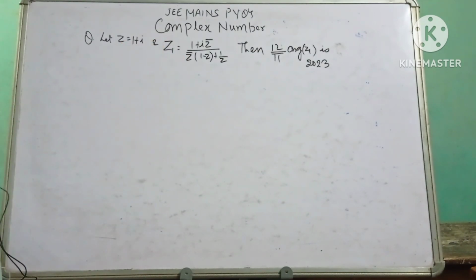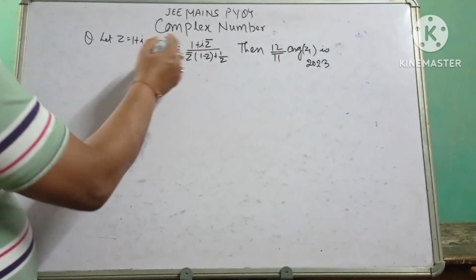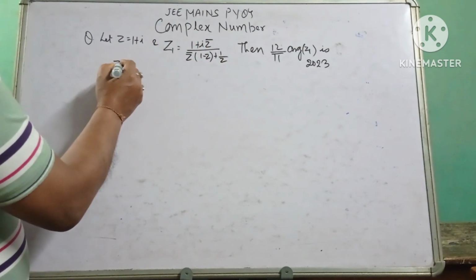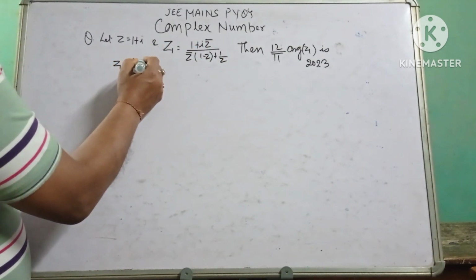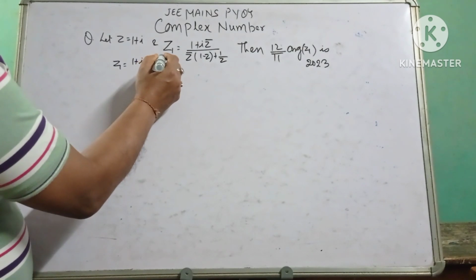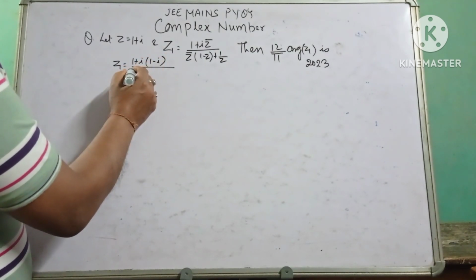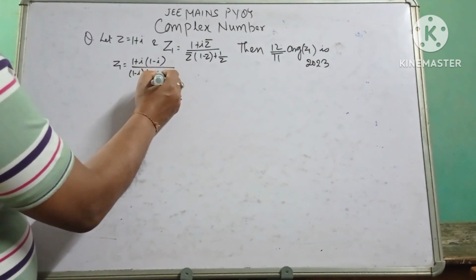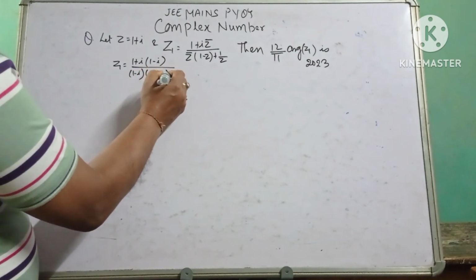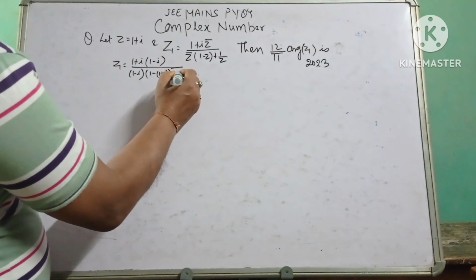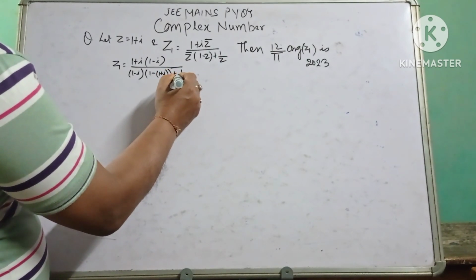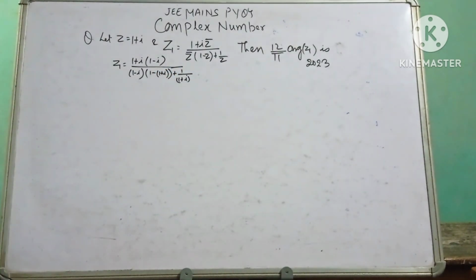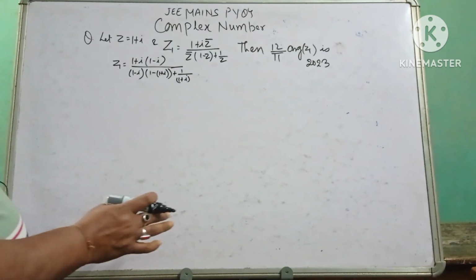It's a simple question. So I am going to put the value of z, that is 1 plus i, z bar, that is 1 minus i, and again z bar, that is 1 minus i, 1 minus z, 1 plus i, and 1 plus 1 by z, 1 plus i. Now I have placed the values as per the normal rules. I just have to simplify, nothing else.